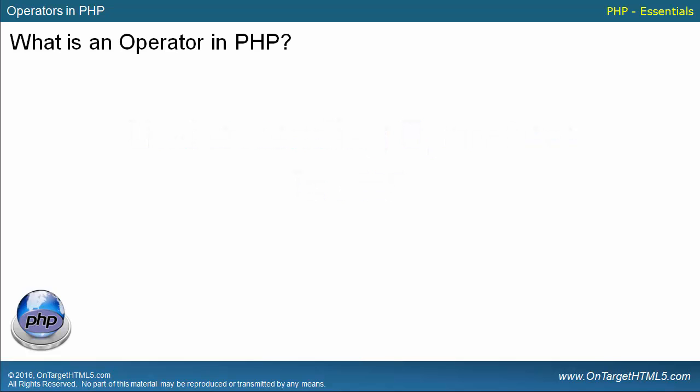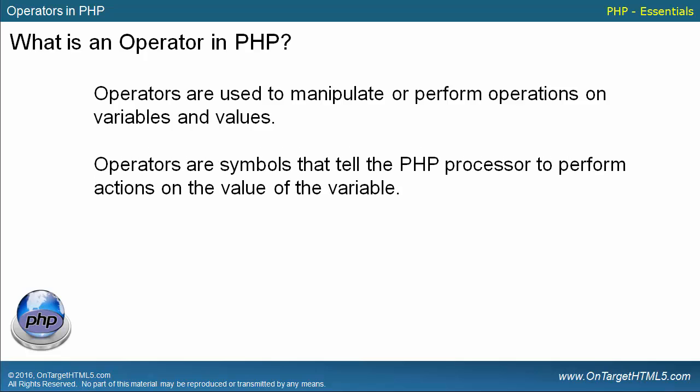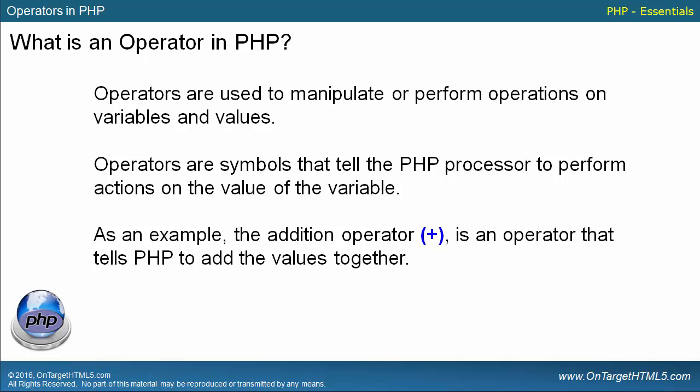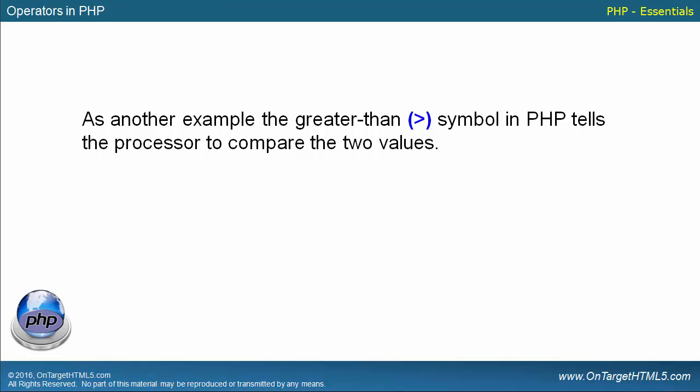So what exactly is an operator in PHP? Operators are used to manipulate or perform operations on variables and values in our programming language. Operators are symbols that tell the PHP processor to perform actions on the value of a variable. As an example, the addition operator, which is the plus sign, tells PHP to add the values together. As another example, the greater than symbol in PHP tells the processor to compare the two values. And you're going to see plenty of demonstrations of these when we get into the lab in a moment.